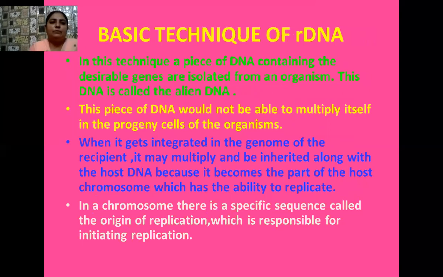Yes, students, here I am going to tell you a few points about the basic technique of rDNA technology, which is known as recombinant DNA technology. In this technique, what we generally do is select a piece of DNA which contains our desired genes from some donor organism. We select one donor organism and isolate a piece of DNA which contains our genes of interest. This piece of DNA is known as the alien DNA.